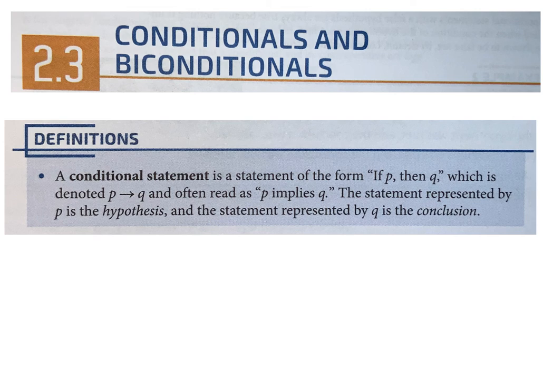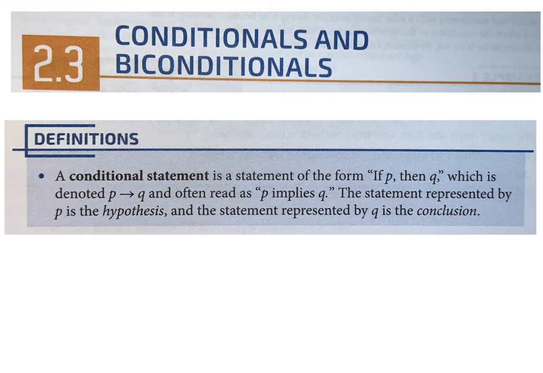So starting on page 65, we're going to be talking section 2.3, conditionals and biconditionals, right? The first type of statement that we talk about is called a conditional statement. A conditional statement is a statement of the form if P, then Q. All right, if P, then Q.